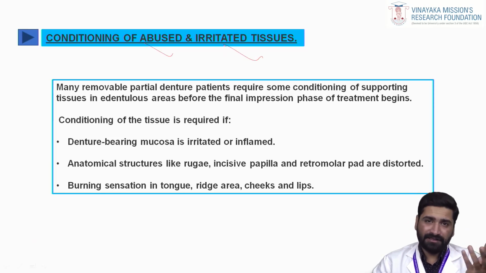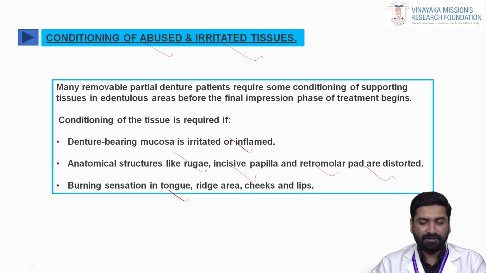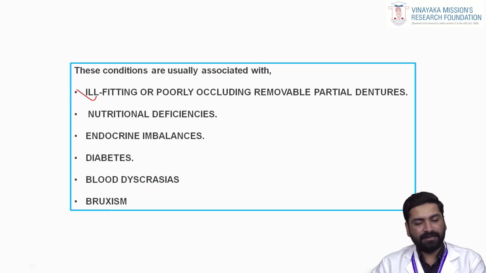So if the patient is already a denture wearer, the tissues are slightly inflamed and abused because the previous denture was not up to the mark, and due to that there are inflamed tissues, and the anatomical structures like retromolar pad, incisive papilla, rugae, everything are distorted. The patient is having a burning sensation in the cheeks, lips. So all those things are also to be evaluated. That can be due to an ill-fitting denture.